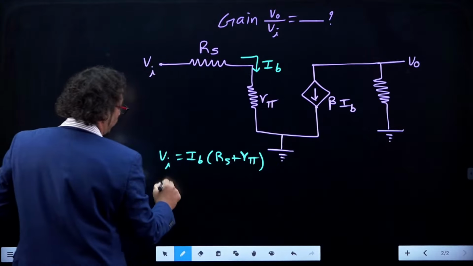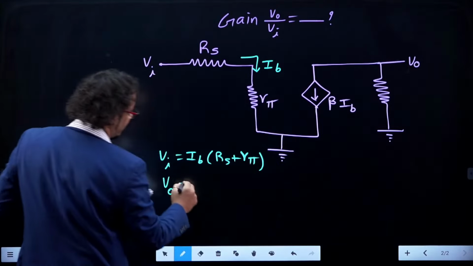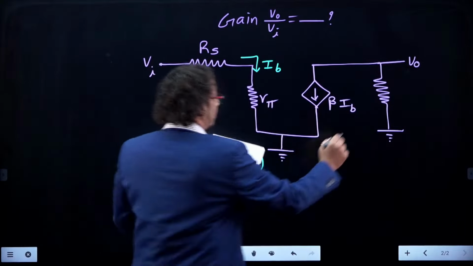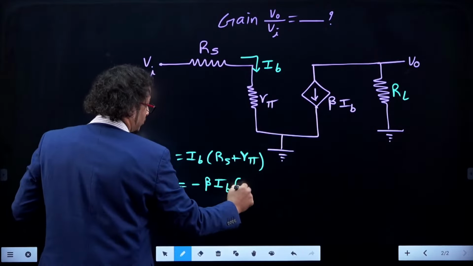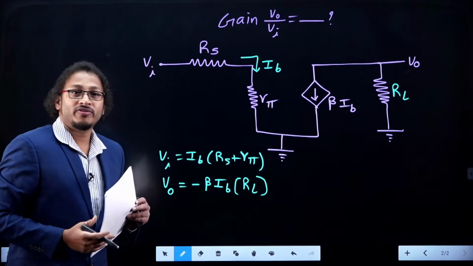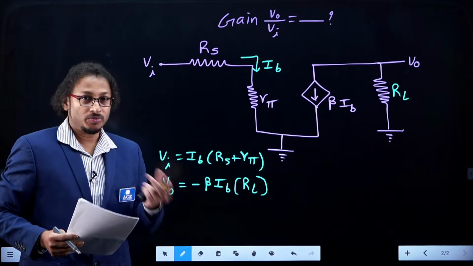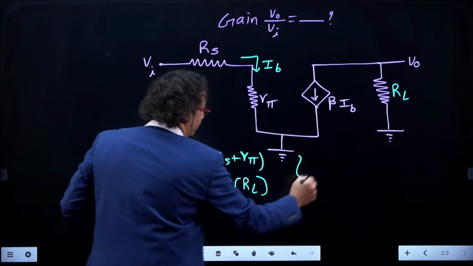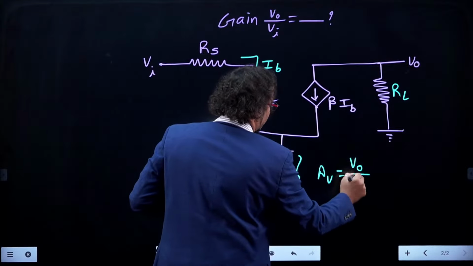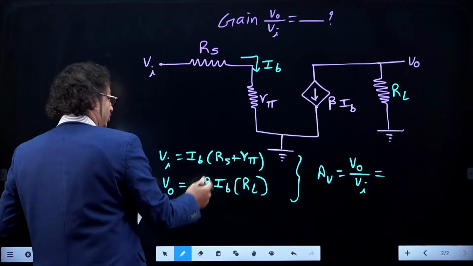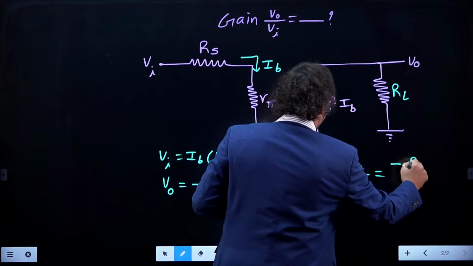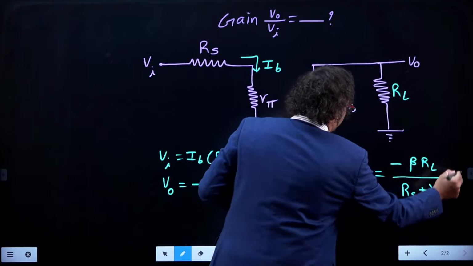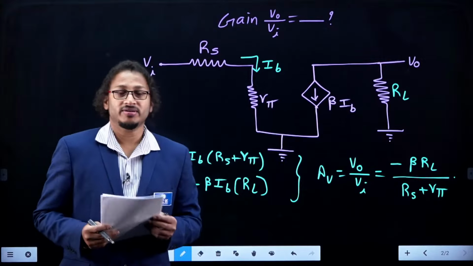Right, dear students? And what is V naught? V naught is as simple as minus beta F times IB into how much, guys? Yes, this is simply RL, so it is RL. So as per the data, RL value, RS value is not provided, and R pi is also not provided by the examiner, right? Then what could be the voltage gain here? AV is nothing but V naught by Vi. Tell me, dear students, it is as simple as minus beta F times RL, whole divided by RS plus R pi. That's it. So this is the voltage gain the examiner is asking, right?